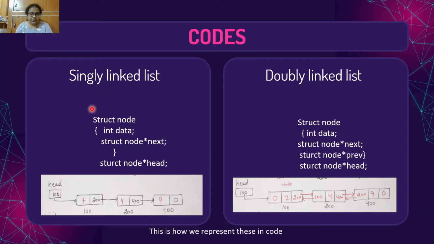Struct node is nothing but a user defined data type, similar to int, float, etc. And here we declare the int data type, and struct node next is nothing but the address of the next node. And here it is similar to the singly linked list, but the only line added here is previous, which is nothing but the address of the previous node.